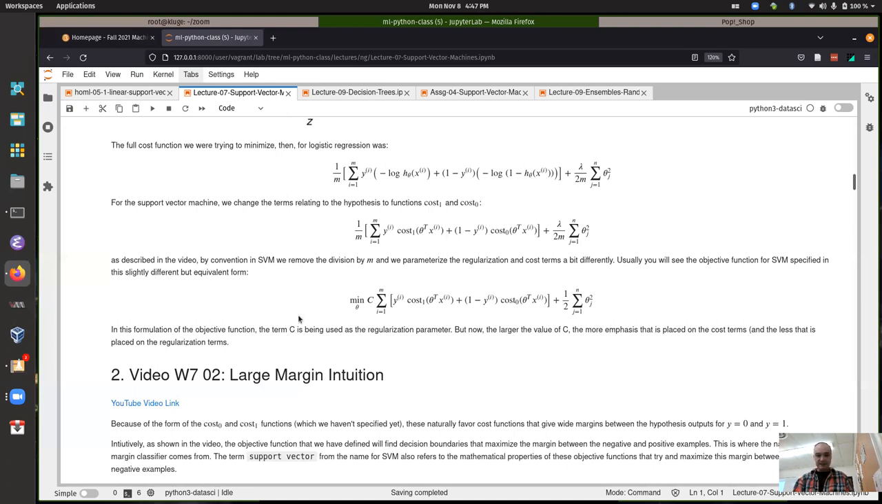As he talks about in his video, you can think of C as the inverse of lambda, like one over lambda. So they work in the reverse way. For logistic regression and linear regression, if you have high lambdas, you are emphasizing regularization, which means you're trying to keep overfitting from happening in your model. For support vector machines, if you have a high C, you're emphasizing the cost, which means you're emphasizing making the model more exact, with the risk that you could be overfitting, by reducing or eliminating the regularization, which tries to fight that overfitting.